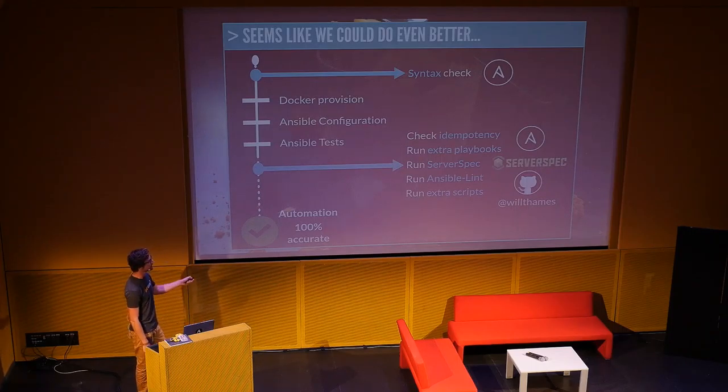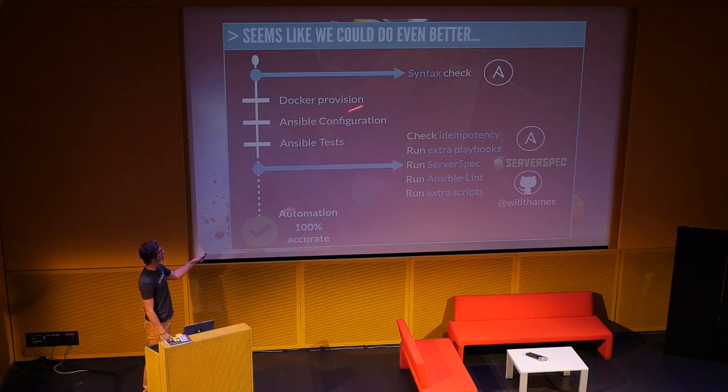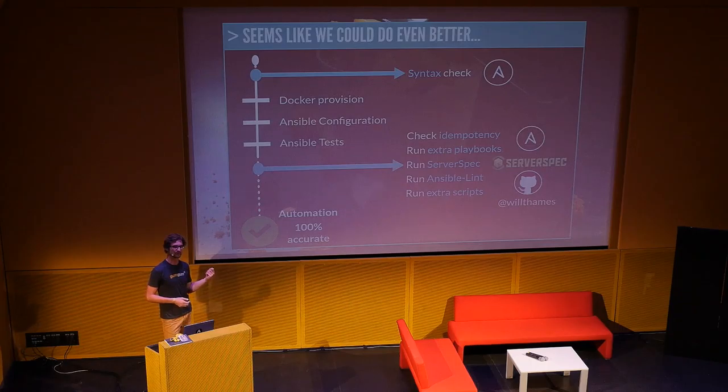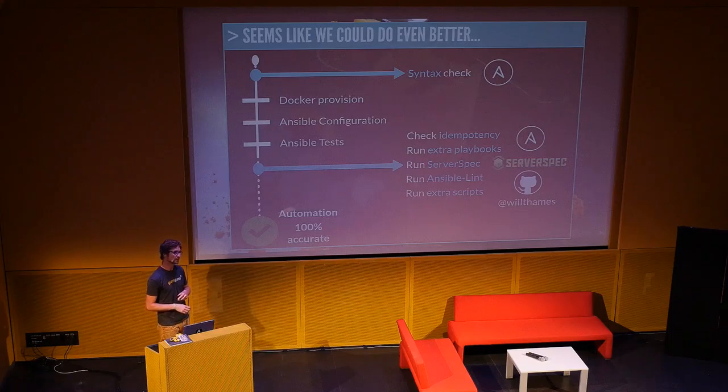extra tests. Let's say there is a concept of idempotency, which means if I run an automation against one server, I'm going to change the state of the server because I'm going to install new software. But then if I rerun right after the same automation against the same server, it shouldn't change the state because it has already reached that state that I expected. So the idempotency, you can achieve it by rerunning the configuration part here and making sure that it's not changing anything. You may also want to run extra playbooks.